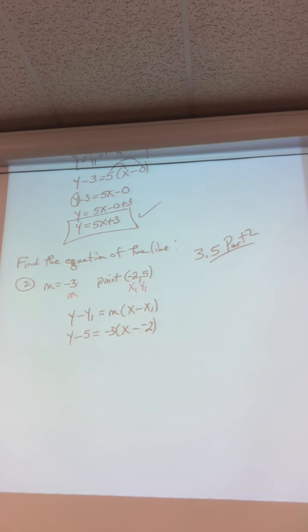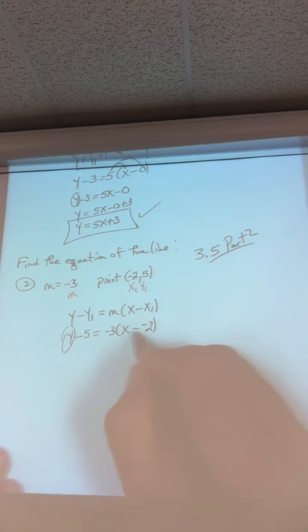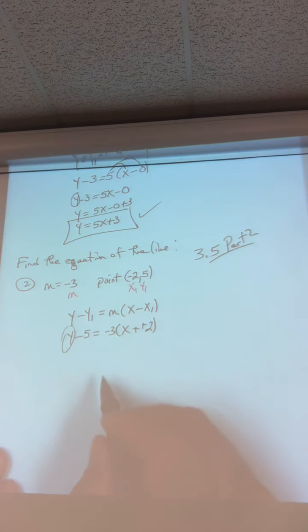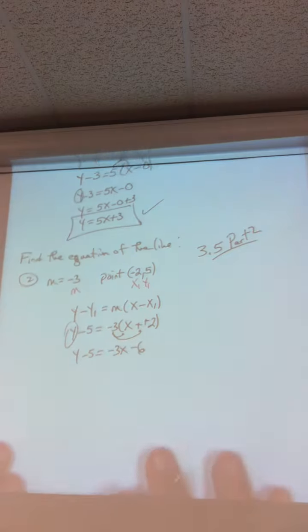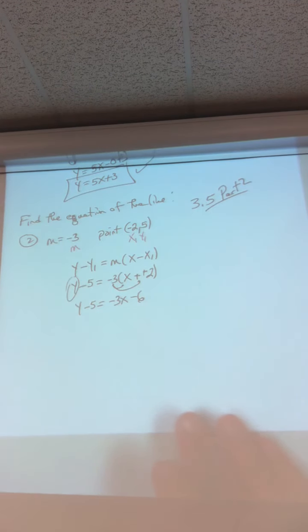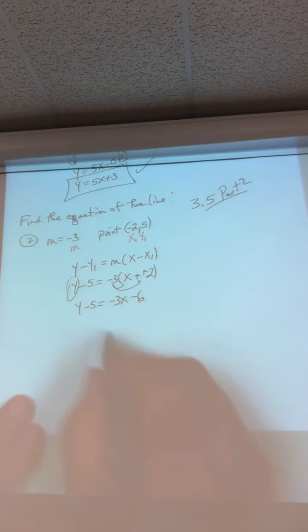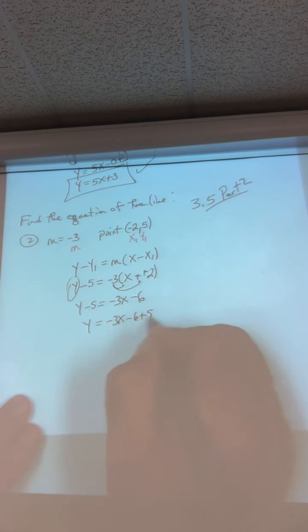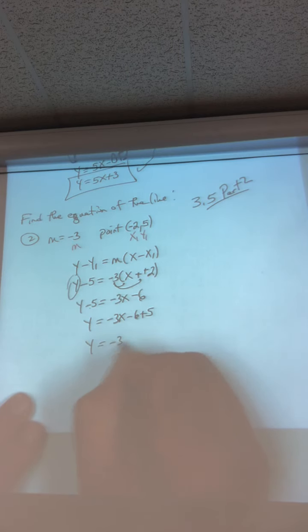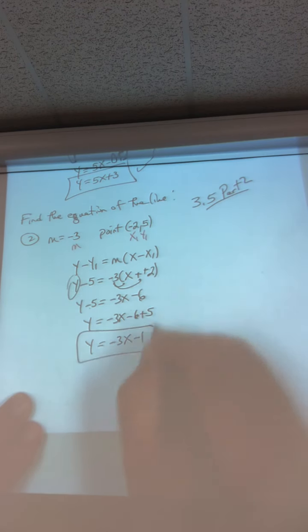Now I told you that on all these, we write our final answer getting the y by itself. So first, let's make the double negatives a positive. I'm going to distribute with this -3. So this would be -3x, and a -3 times a +2 is -6. Now, to get the y by itself, you have to add 5 to both sides. And when I add 5 to both sides, the equation now becomes y equals -3x minus 1.